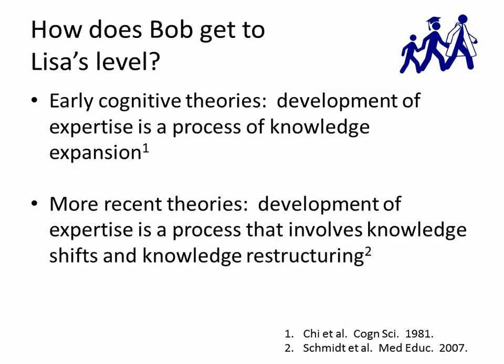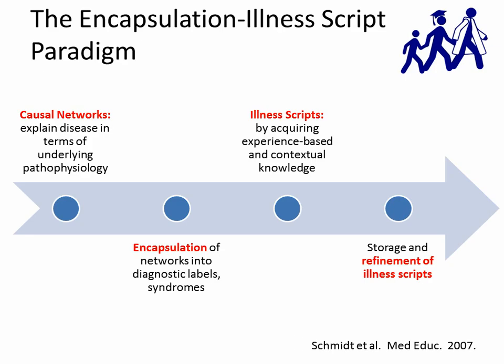More recently, theories have focused on the fact that potentially the development of expertise is a process that involves knowledge shifts and knowledge restructuring. And so what this means is that you have your baseline set of knowledge, and yes, that continues to grow over time. But really, to develop expertise, you need to make connections between pieces of knowledge and be able to apply that knowledge in more nuanced ways, and that's how you become an expert. And moving forward, I'm going to talk about one more recent theory that sort of fits with that paradigm that I just discussed, and it's called the encapsulation illness script paradigm, okay?